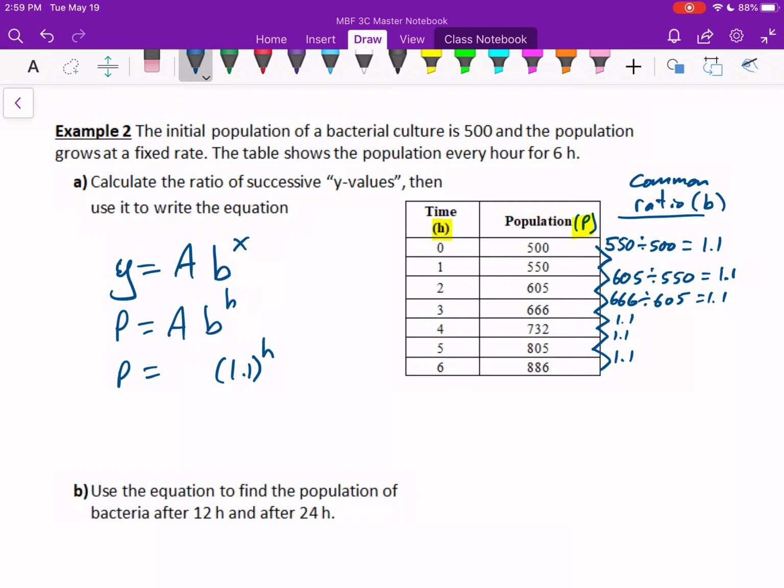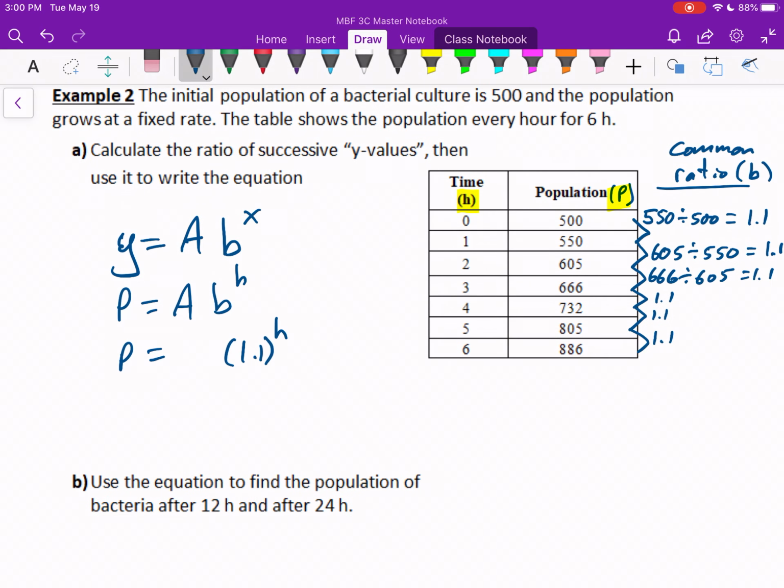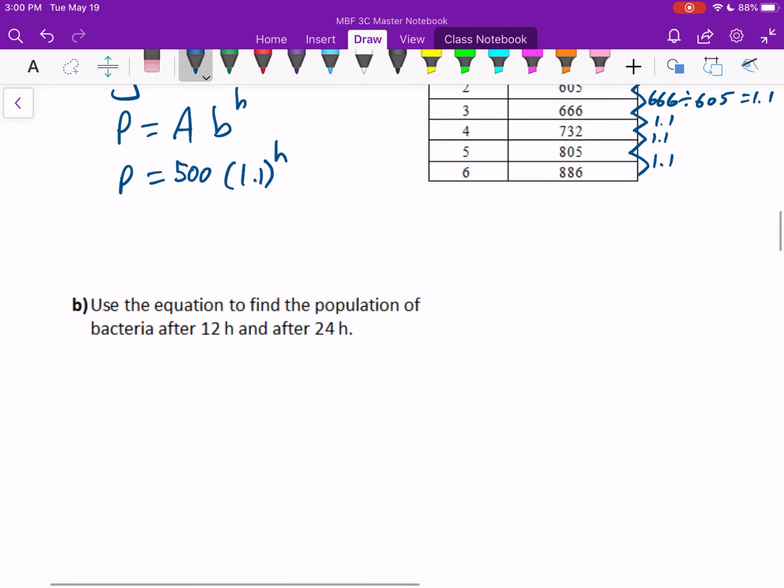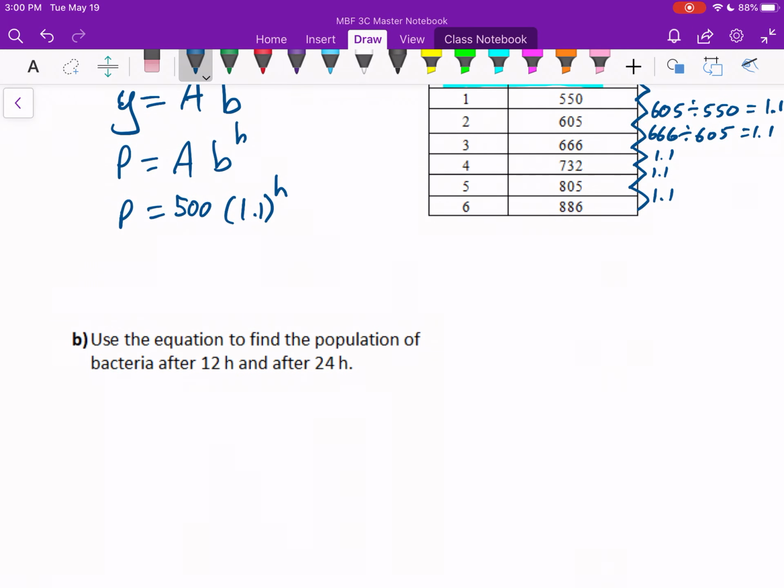And remember, a is our starting value. Well, what's our starting value? Logically, our starting value is the value at time 0, right? So in other words, the population was 500 at time 0. That was also in the question, by the way. You can see it up here. But even if it wasn't given in the question, we could have gotten it from the table. So there is our equation. Now that we've got this equation, let's put a nice little box around it.